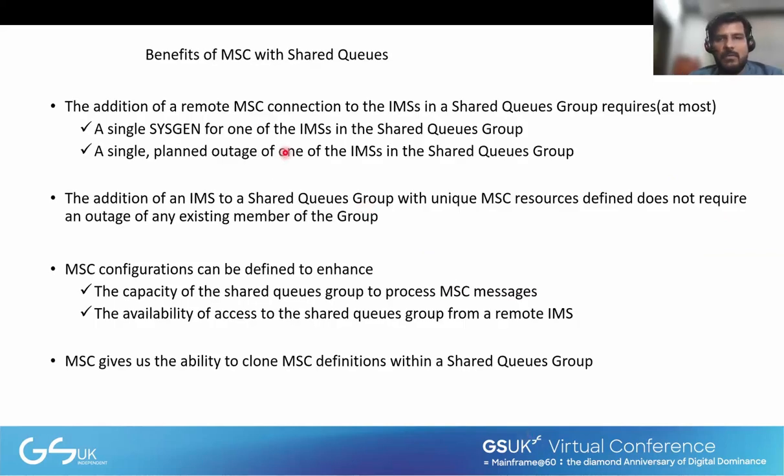Okay, so now let's look at some other benefits of MSC with shared queues. Suppose we want to add a new remote IMS to one of the IMSs in the shared queue group to scale our IMS systems. In that case, we need to perform IMS gen of only that IMS, and there is no need to perform IMS gen of other IMSs in that group. So this means we have to do a planned outage for only a single IMS, and all other IMSs in the shared group remain unaffected.